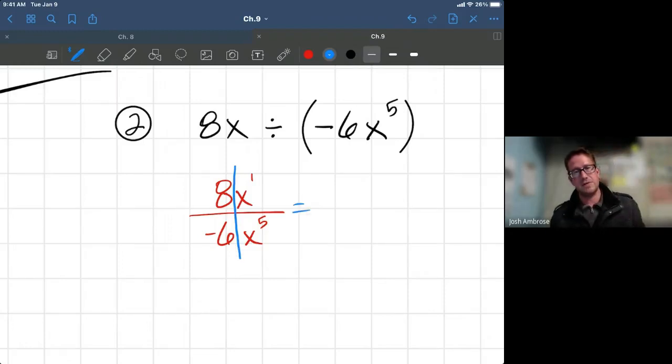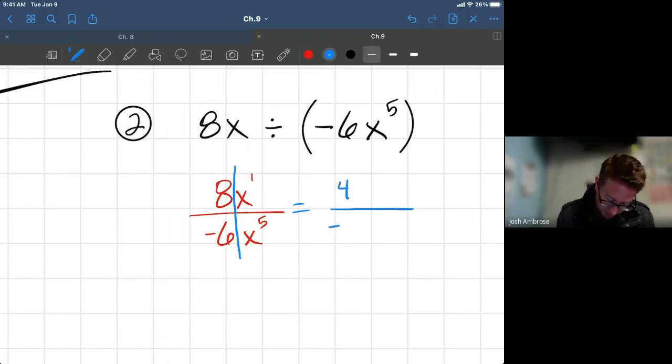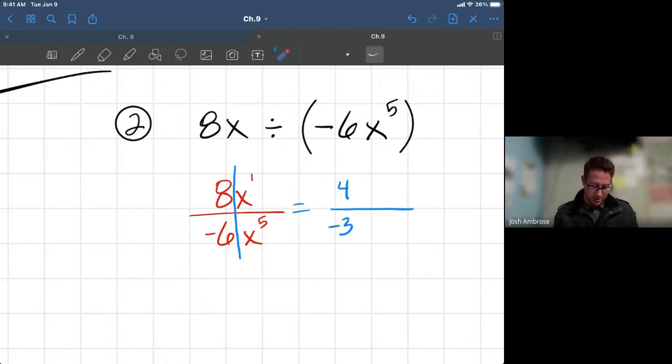8 over a negative 6 can be reduced. It's still going to create a fraction. 2 is going to go into both of these guys, giving you a 4 over a negative 3. Don't forget about that negative sign. Still needs to be there. Okay. Now you have a 1 minus a 5. That's going to create a negative number, right? 1 minus 5 is actually negative 4.